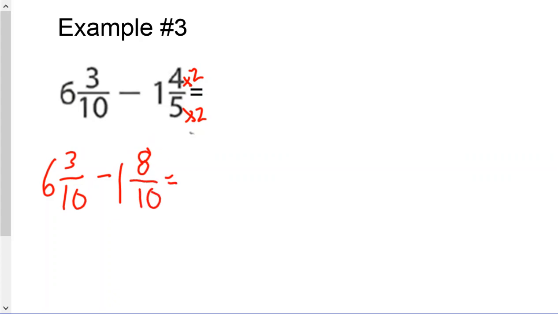Okay, now if we look at our numerators to subtract straight across, 3, you can't take away 8 from 3, so we need to borrow just like we would in regular subtraction. Okay, so the way I'm going to go through these steps is I'm going to move up here to the top.